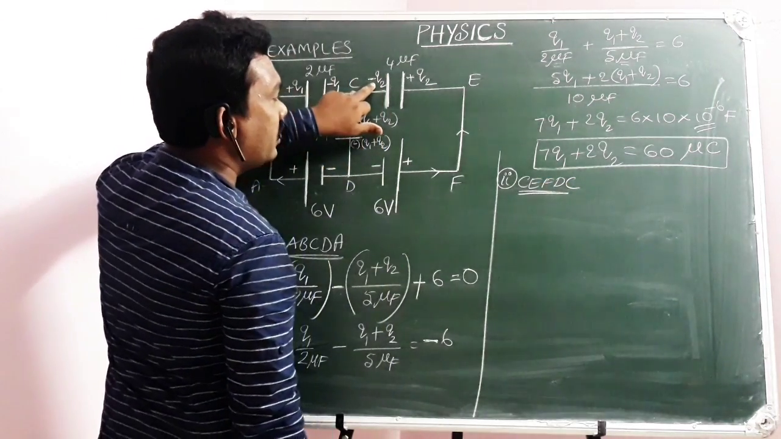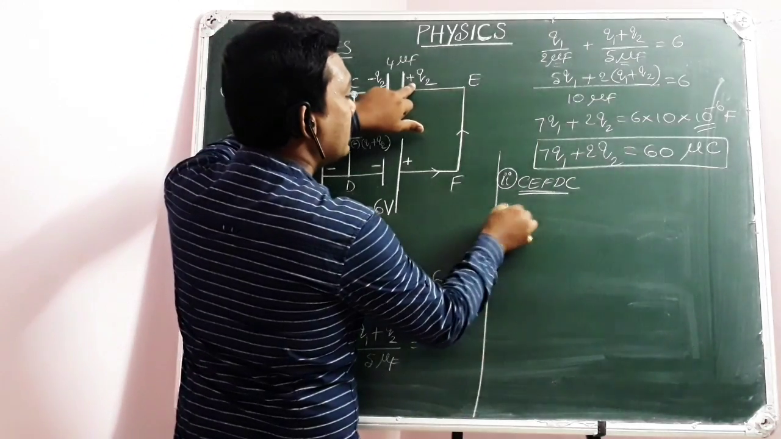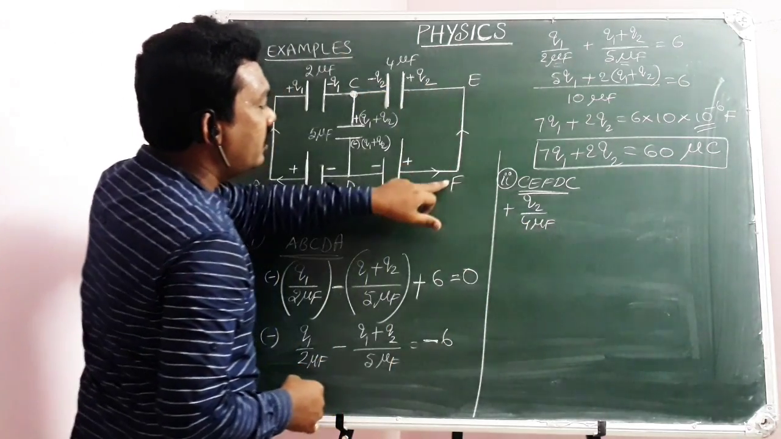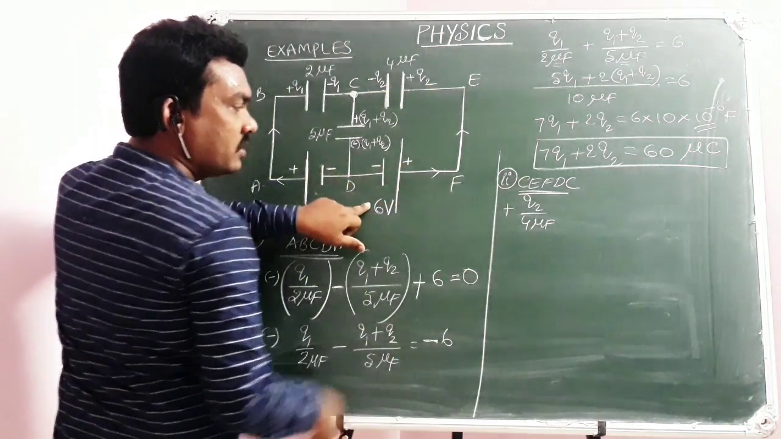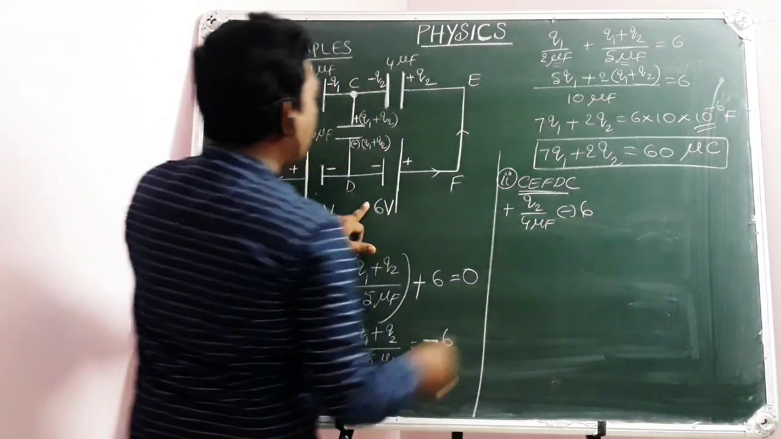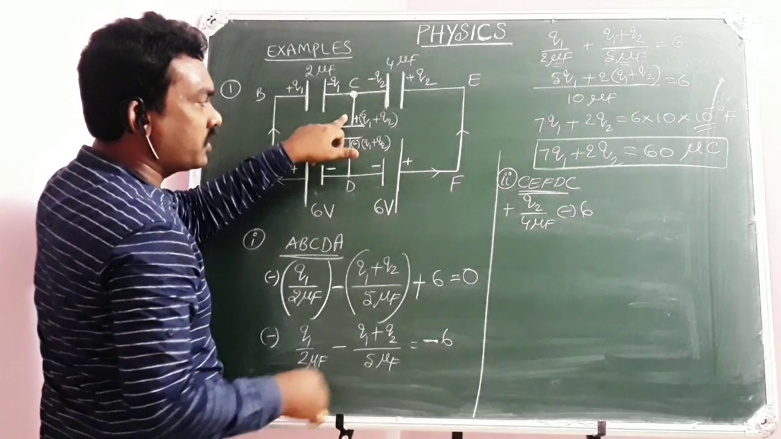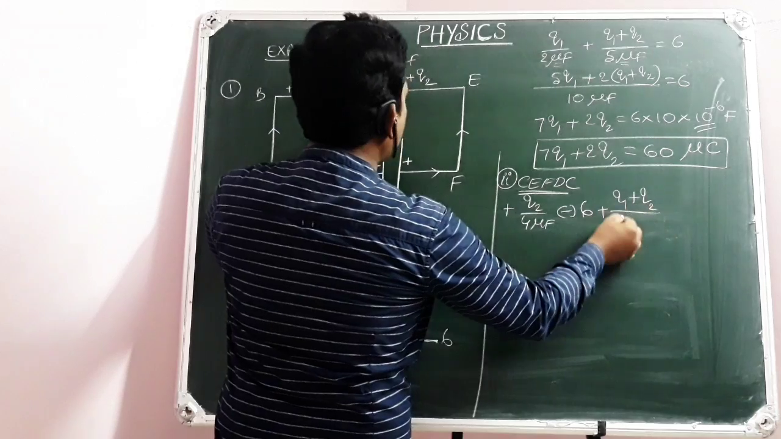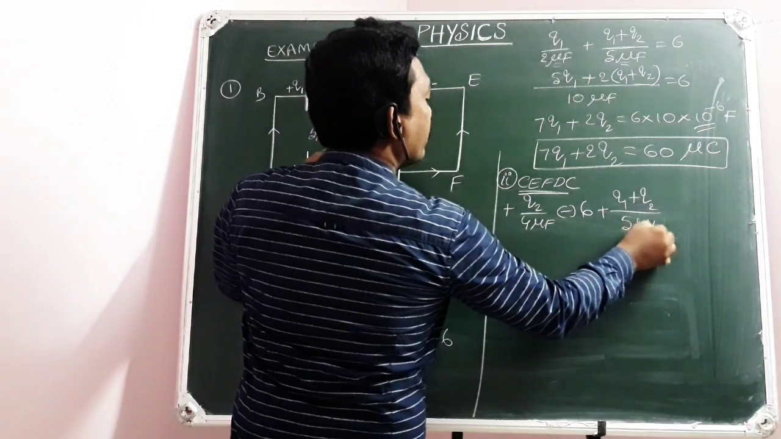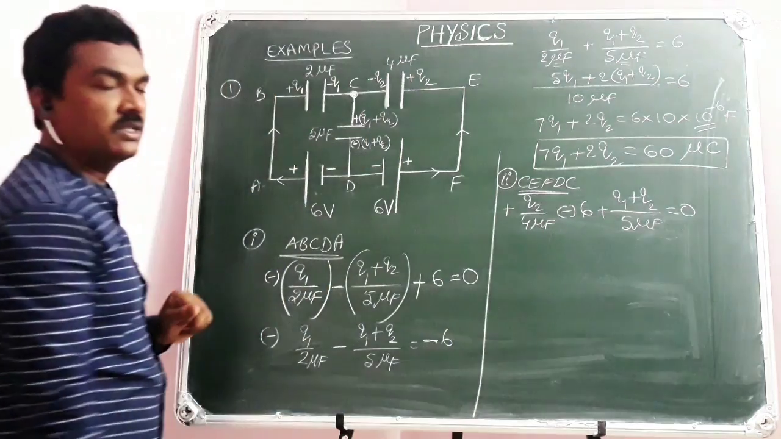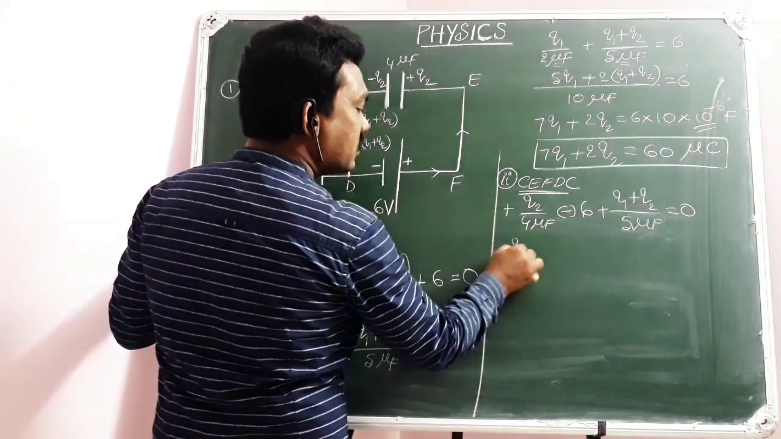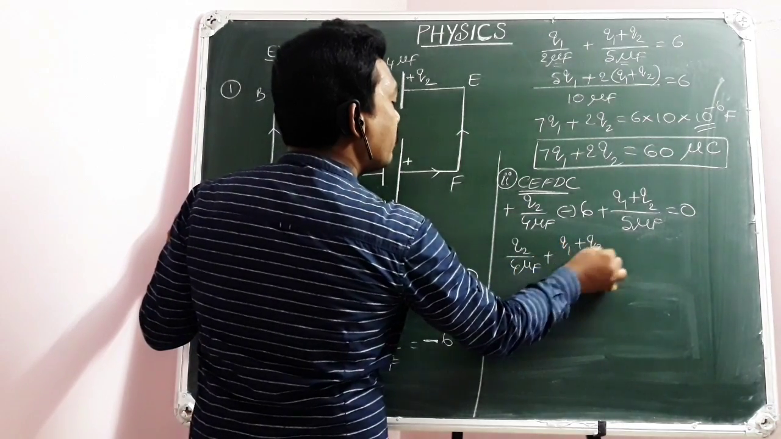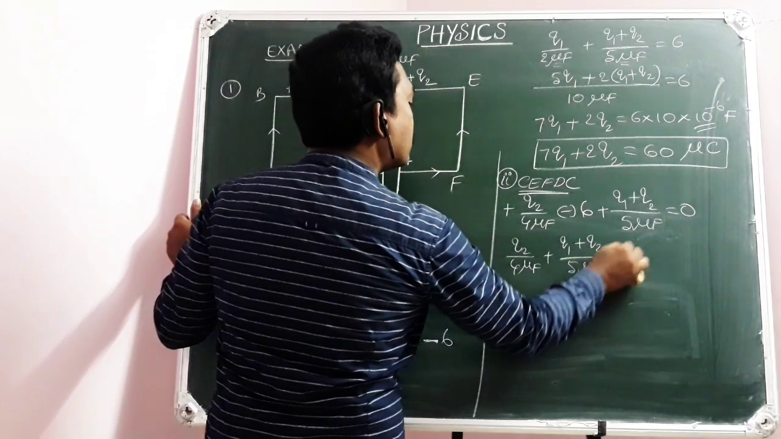Then here potential drop, minus to plus, so potential rise, Q2 by 4 microfarad. Here plus to minus, potential drop. How much? 6. So minus 6. Here D to C, minus to plus, potential rise, plus how much? Q1 plus Q2 by 5 microfarad equal to 0. Algebraic sum of all the potential differences is 0. Then if you simplify this, Q2 by 4 microfarad plus Q1 plus Q2 by 5 microfarad equal to 6.